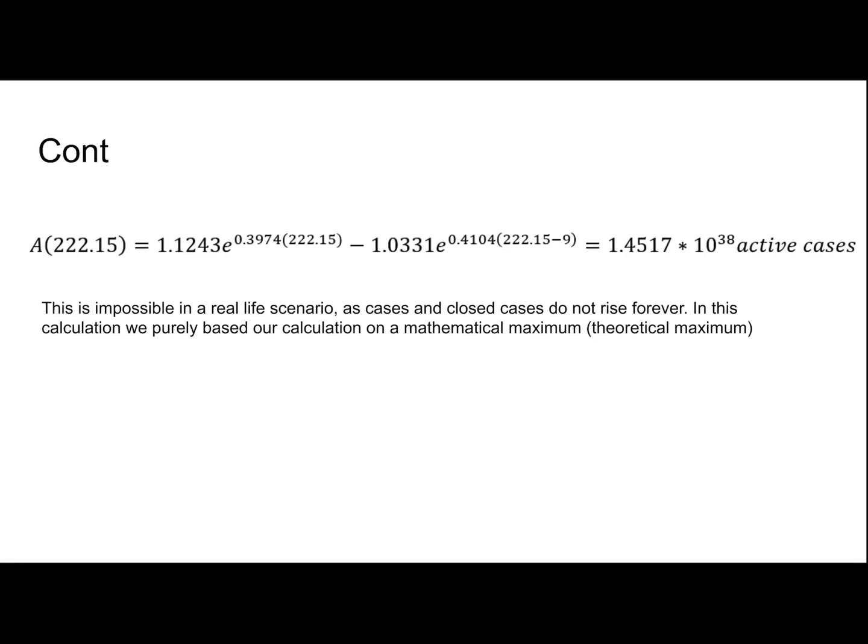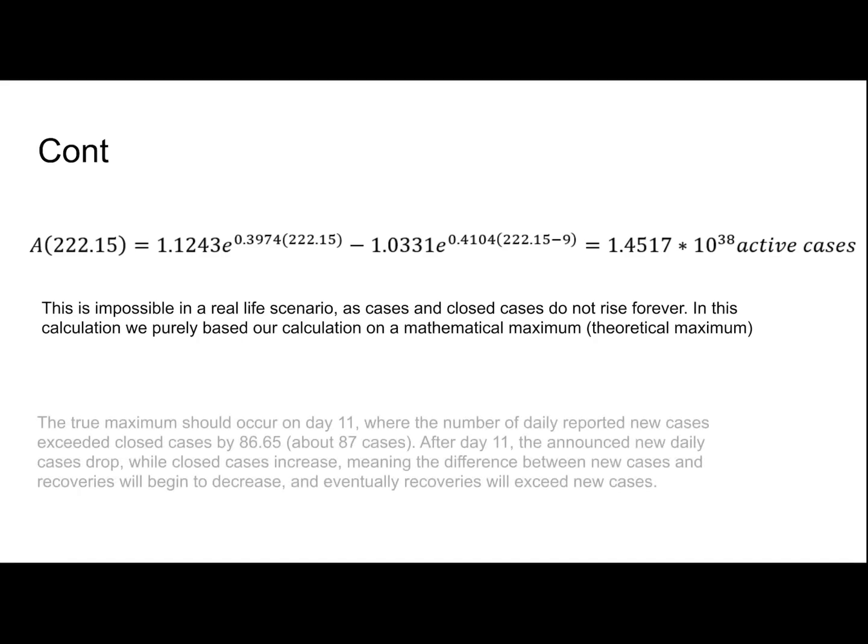This is actually impossible in a real life scenario because cases and closed cases are not rising forever. In this calculation, we are purely basing it on a mathematical maximum, which is a theoretical maximum. It will not happen in real life. There are not that many people. It's just impossible because in reality, there's no exponential that rises forever. In real life, all exponentials will eventually flatten out or curve back in the opposite direction.